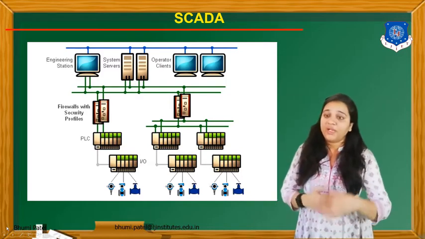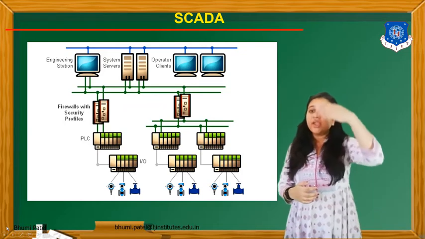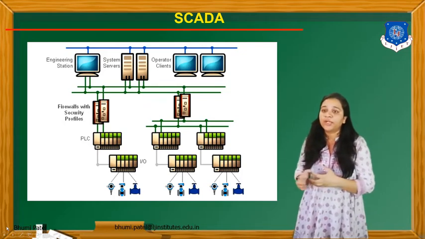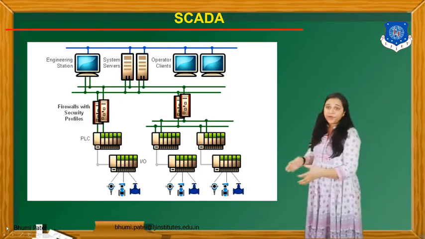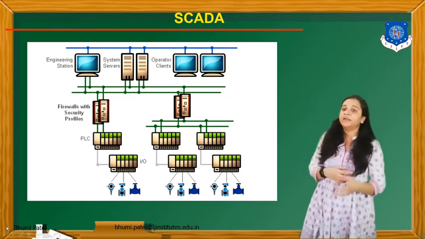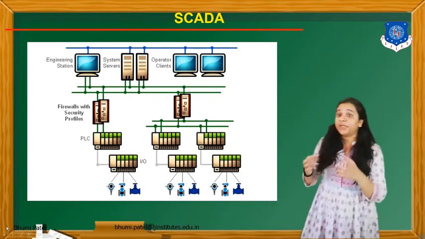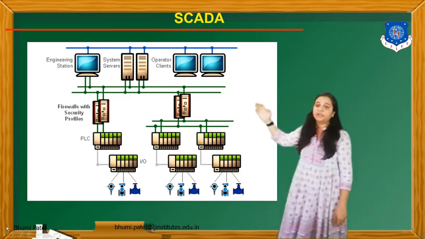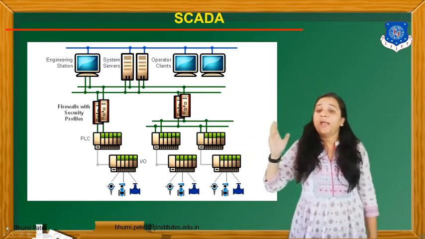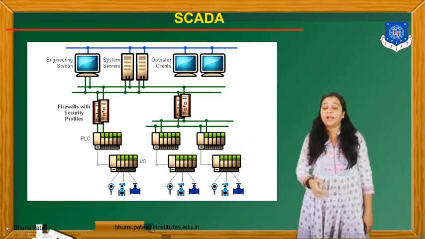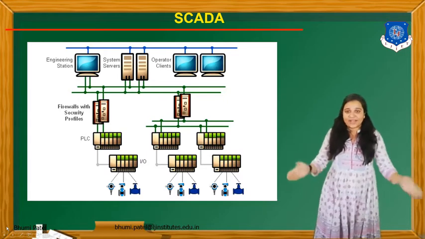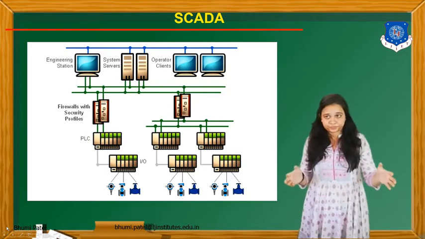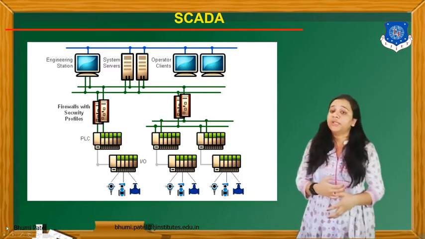Between the PLC and this SCADA system, we can connect a firewall with a security profile. We can connect the RTU system with the PLC and this SCADA system. Here, three servers are there. The first one is the engineering station, the next one is the system server, and the third one is the operator client. So we can divide this master SCADA control into different types of systems depending upon the application.